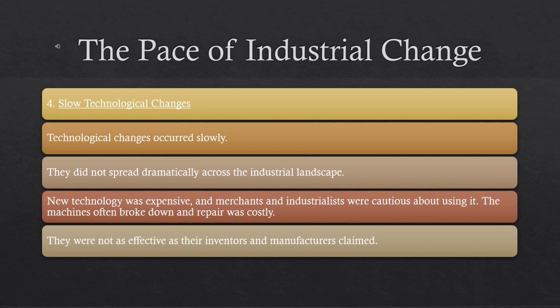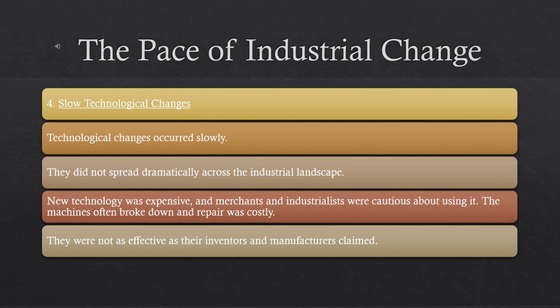Even when the machines were available, the new technology was expensive. Anything that comes new becomes expensive, and thereafter the prices go down, especially if we talk about technology. Other than this, merchants and industrialists were cautious about using it because it was something new. Whenever something new comes, you want to check it.